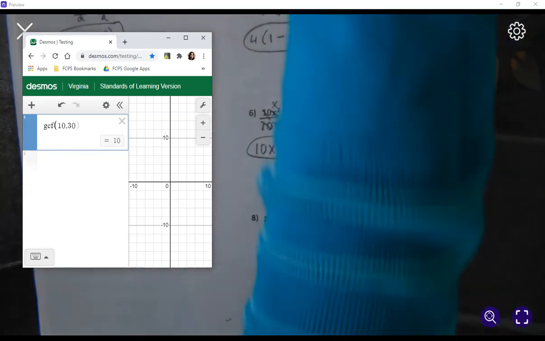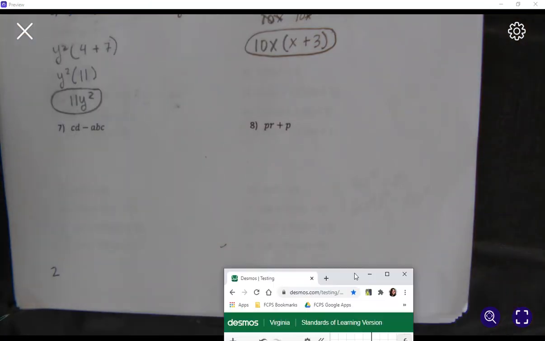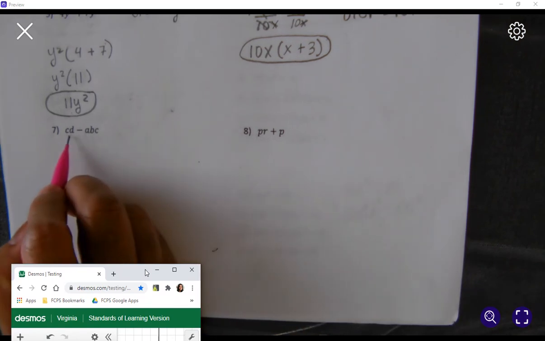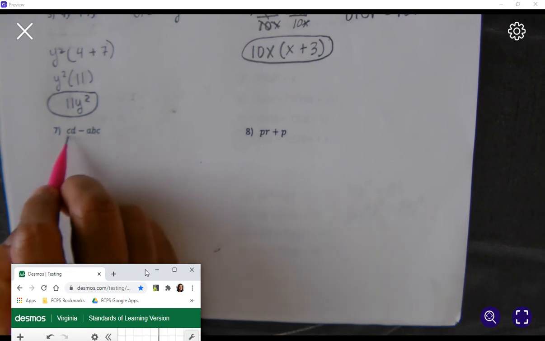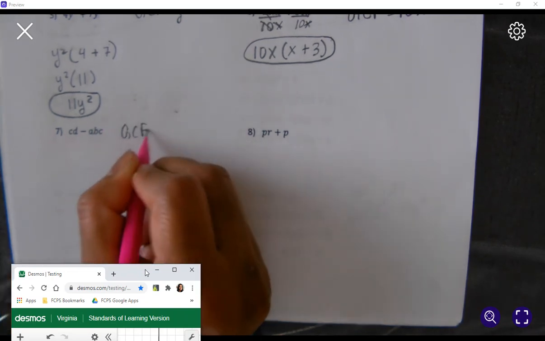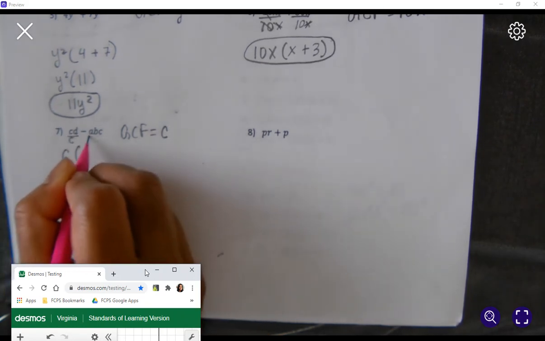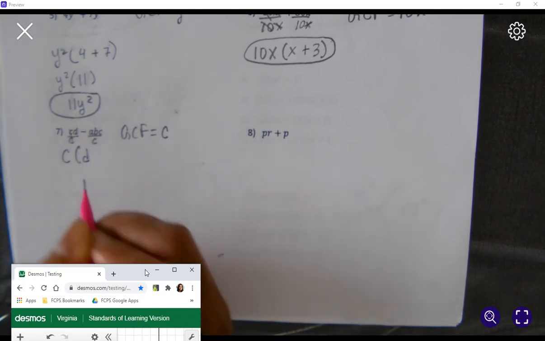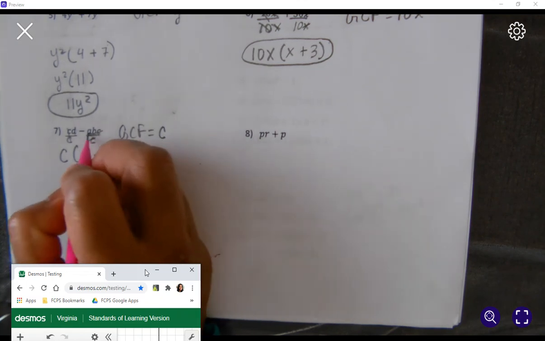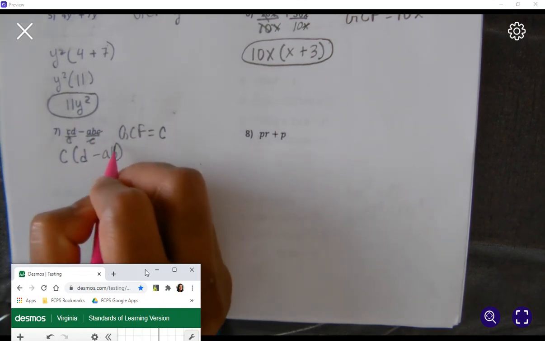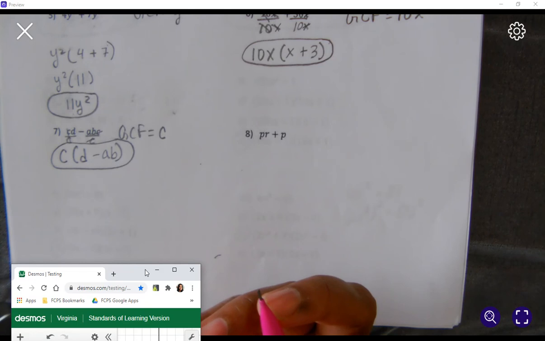Alright, 2 more problems. So if I look here, there's a C here, there's a C here. There's no D here and there's no B here. So my greatest common factor between these two is a C. That's all I can take out. Okay, so if I divide out a C, divide out a C, I only have D left. Minus, take out the C and you have AB. And that is my answer. That is my factored form.